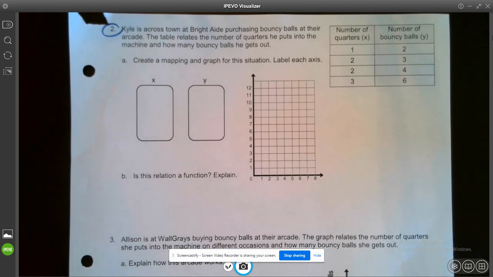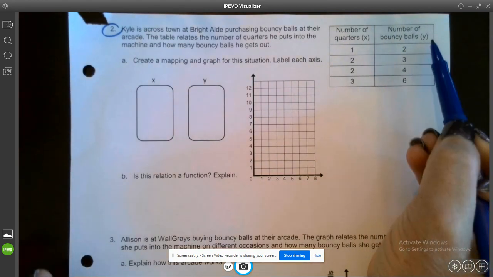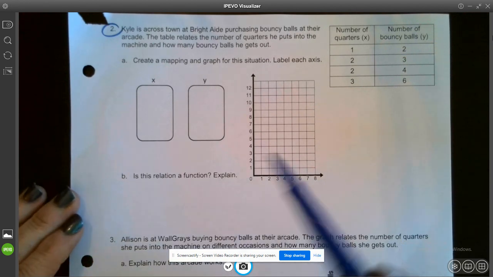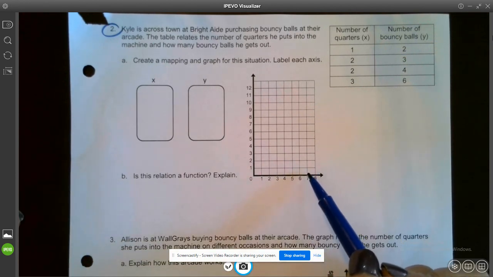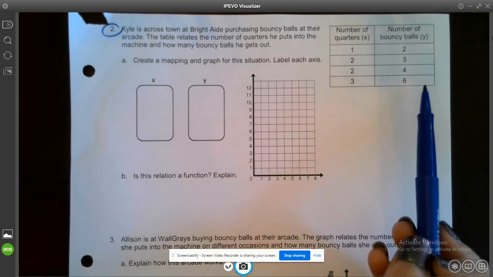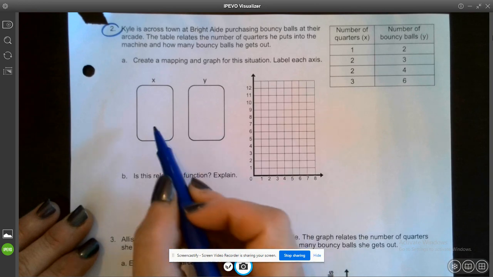The table relates the number of quarters he puts into the machine and how many bouncy balls he will get out. Okay, all right. Oh, I like that they put X and Y. That makes it easy. Now we're going to create a mapping and we're going to graph it. Again, why is it in the first quadrant? Because quarters is money and it has to be positive. And you need a positive amount of bouncy balls. Okay, so let me stick with the mapping.